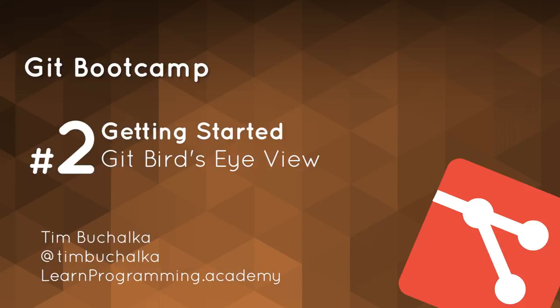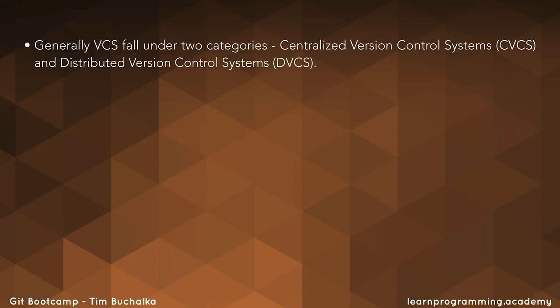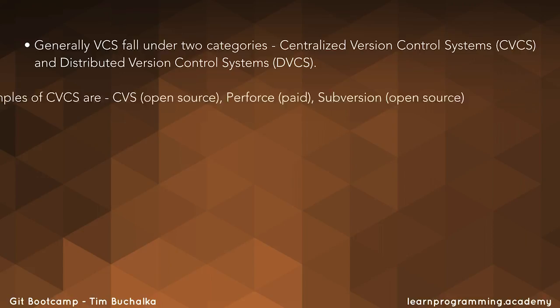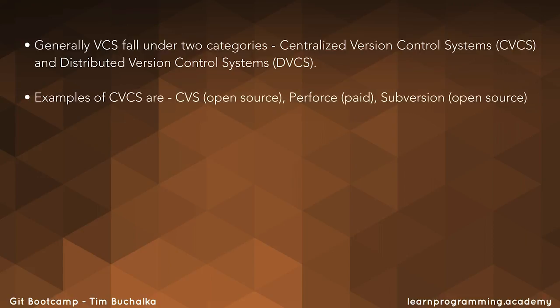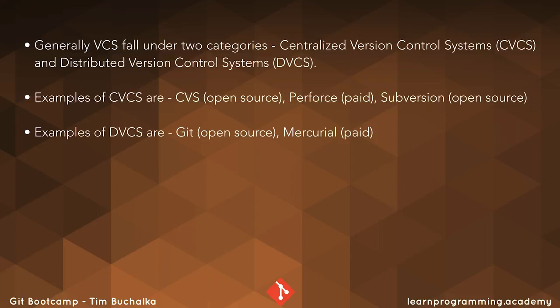So generally version control systems fall under two categories. We've got centralized version control systems, CVCSs, and distributed version control systems, DVCS. Now an example of CVCS are CVS, which is an open source product, Perforce, which is a paid product, and Subversion, which is another open source product. Now an example of a distributed version control system is Git, and that's open source, and Mercurial is a paid version of a distributed version control system.